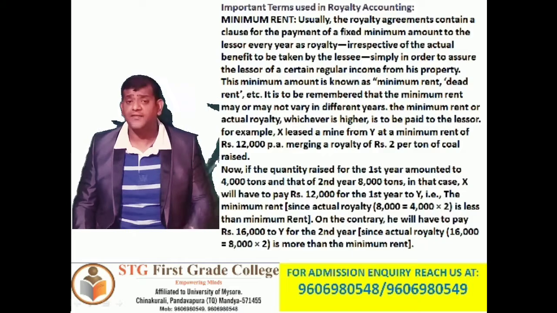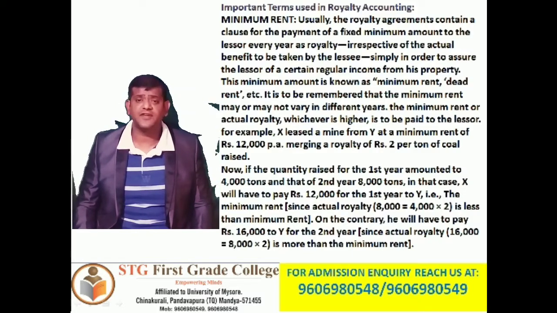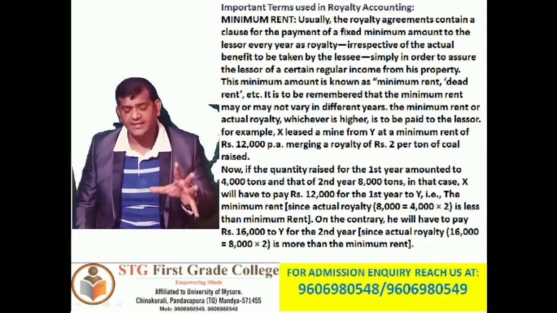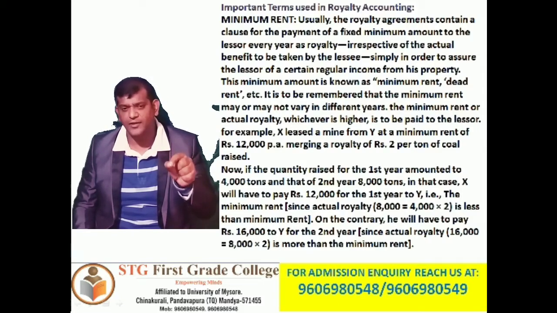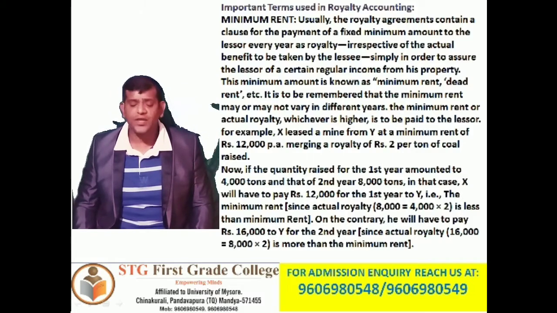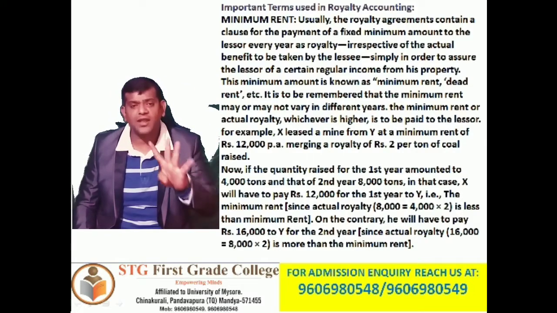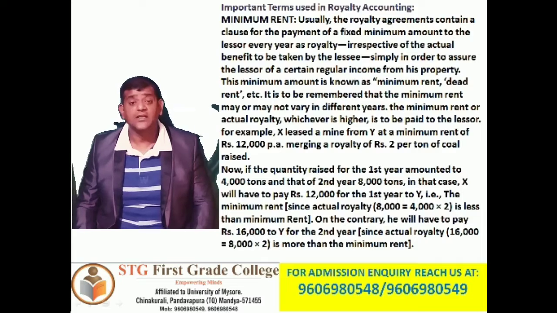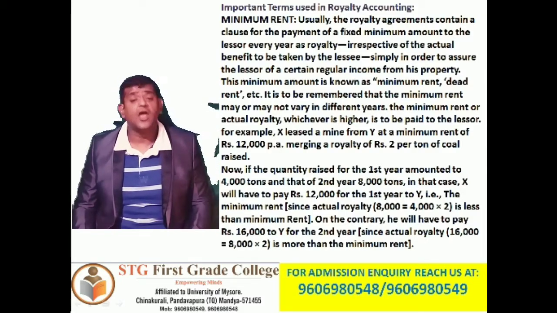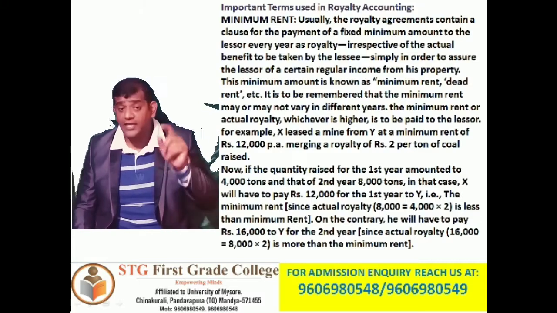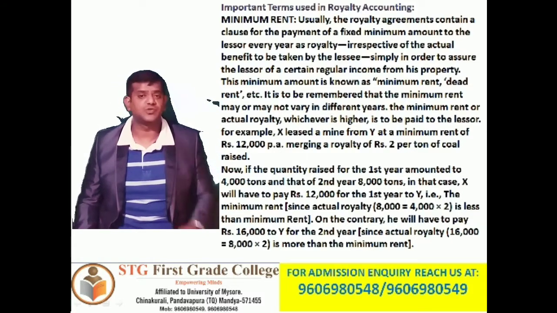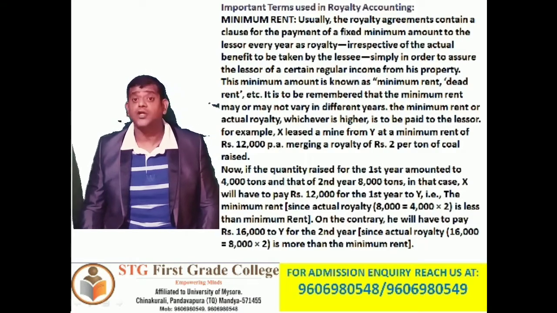So now, if the quantity raised for the first year amounted to 4,000 tons, let us go through it with a small example. In case in the first year we are able to produce only 4,000 tons, what would be the circumstances? And in the second year, 8,000 tons. So in this case, X will have to pay rupees 12,000 for the first year to Y.